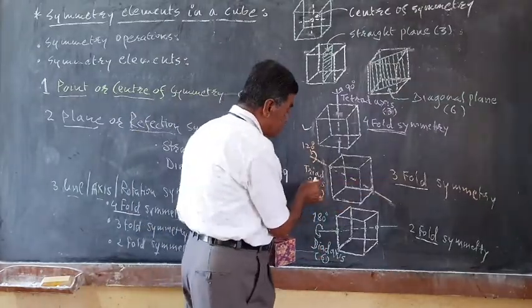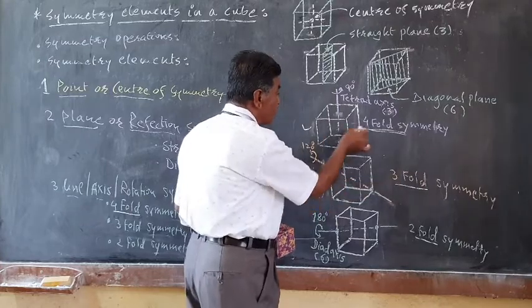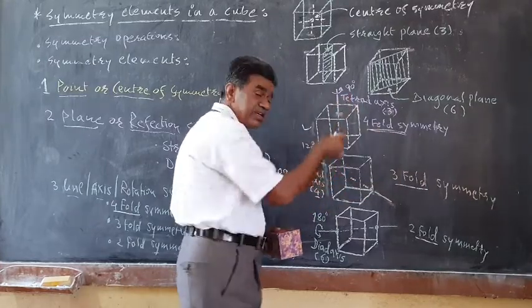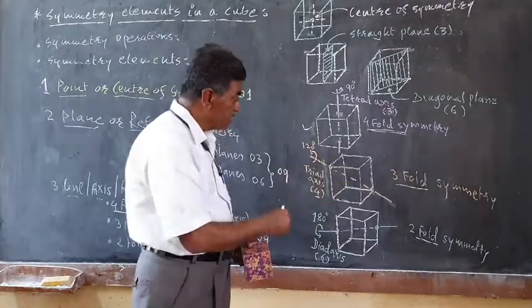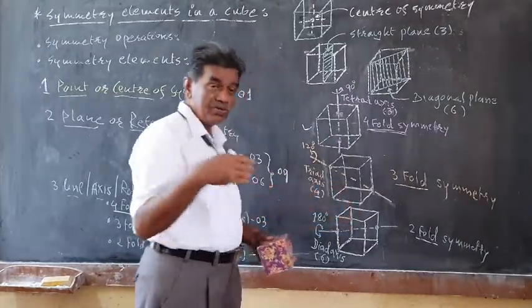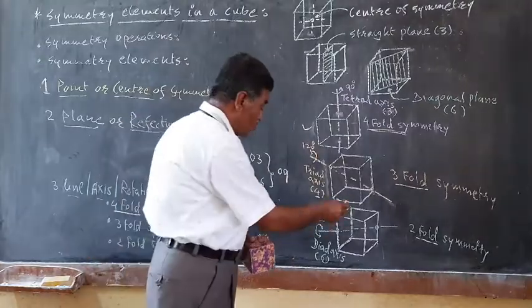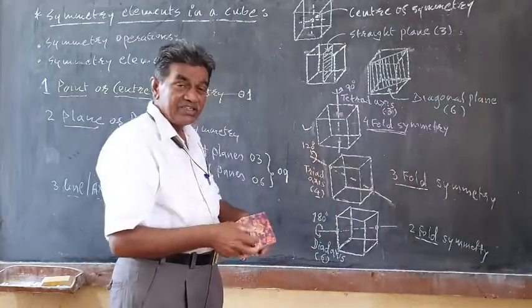Why is it triad? It is threefold symmetry. Why is it tetrad? It is fourfold symmetry. 4 times the same appearance we are getting, 3 times the same appearance we are getting. In case of this, we are getting 2 times the same appearance. Therefore, 2 times means it is the diad axis here.